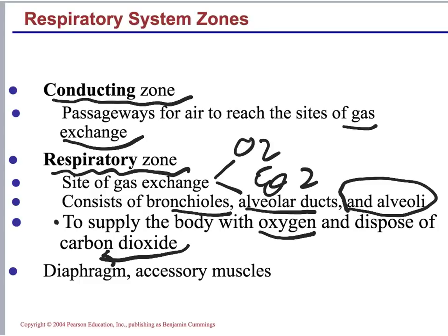Now, components of the respiratory system, and all these different zones: our respiration depends on our diaphragm, which is the respiratory pump. In addition to the diaphragm, we also have other muscles that are called the accessory muscles. Scalenes, internal and external intercostals. We'll go over these and talk about those in detail as well.